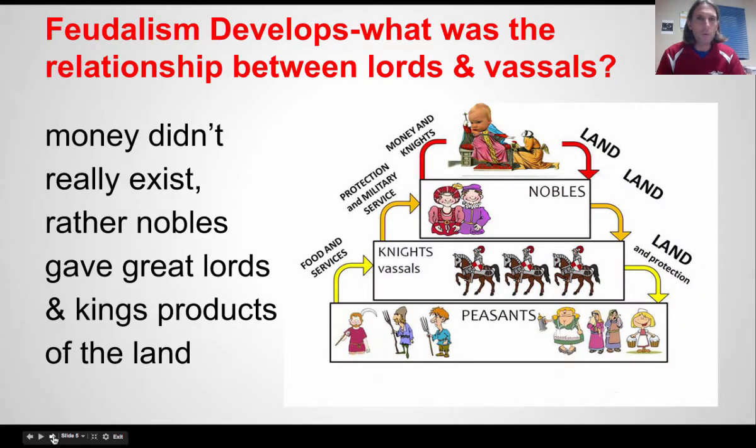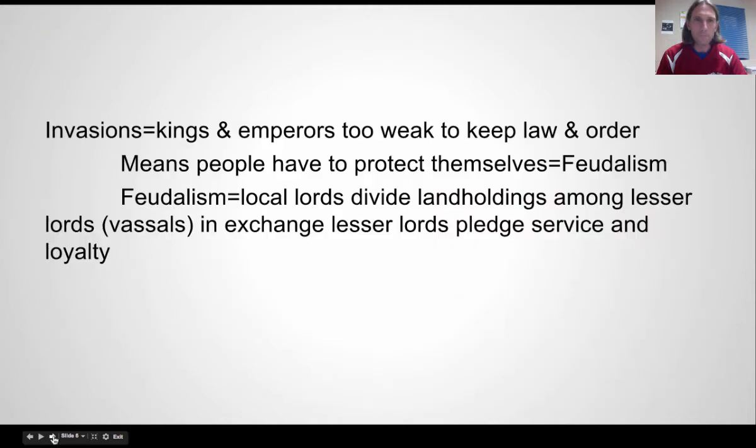So if we look at feudalism developing, what was the relationship between lords and vassals? It says money on there. There was some money, but really most of the trade that took place was the products that were produced on the land. And so if we look, the king gives land to nobles, nobles give land to knights, knights give land somewhat to peasants as well as protection. And in return, the peasants give food and service, knights give protection and military service, as well as the products of the land and fighting.